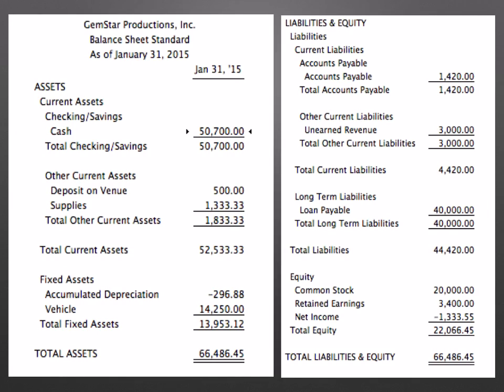Here you can see on the budget sheet standard that cash is valued at $50,700. Including all other assets, the total assets for Gemstar Productions comes to $66,486.45. Here you can see that the total liabilities and equity equals $66,486.45. The ratio of liabilities to assets is 0. Both total assets and total liabilities and equity equal $66,486.45, as they should.